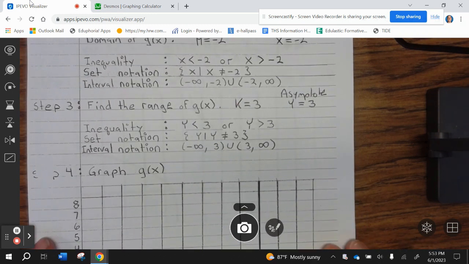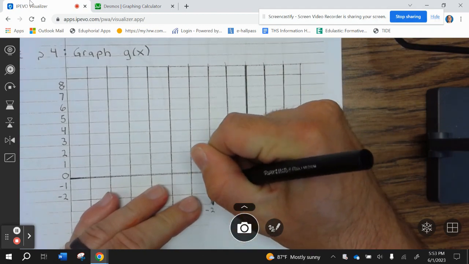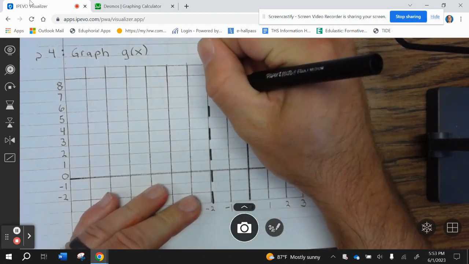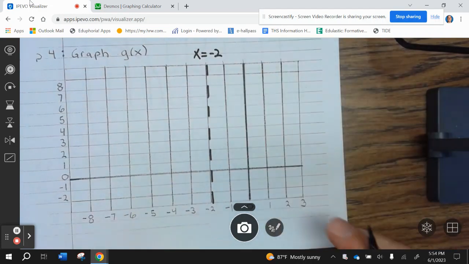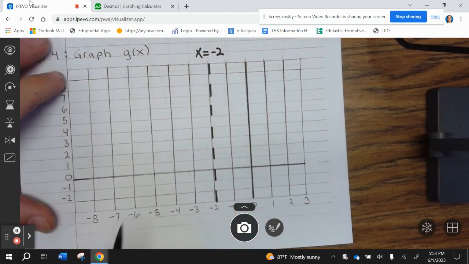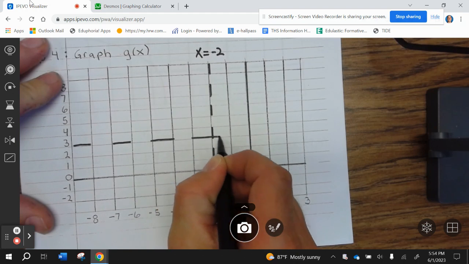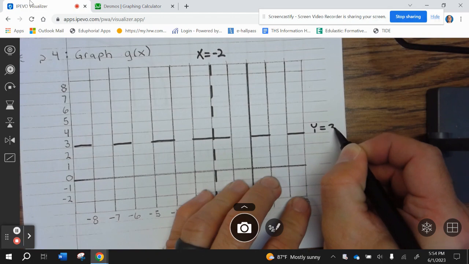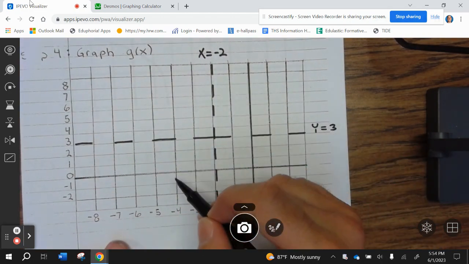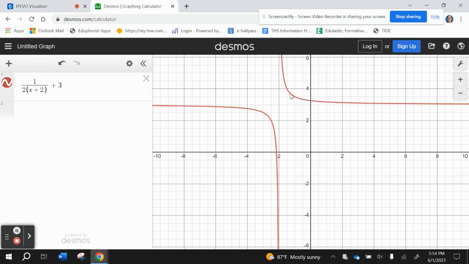Okay, we're going to start by first graphing our asymptotes. So we have x equals -2 is our vertical asymptote. So let's graph that. And then let's graph our horizontal asymptote, which is that y equals 3. Now, once you have the asymptotes, all you need is a point in each region, and then you'll know where the curve goes. Okay, so let's use decimals to apply that.